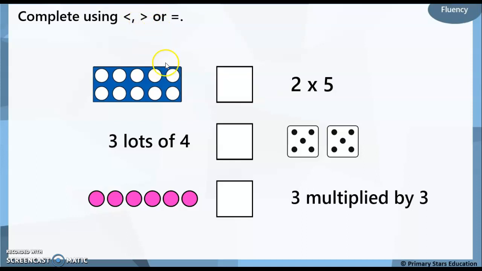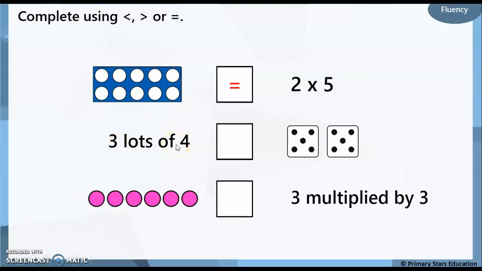So, if we look at the first one, we'll put in one of these signs in here. So here we have 2 times 5, 2 groups of 5. So if we look here, we have one group of 5, 2 groups of 5. So the first one is equal.